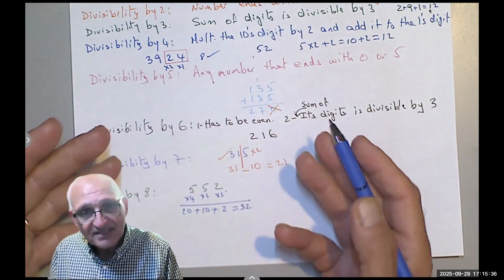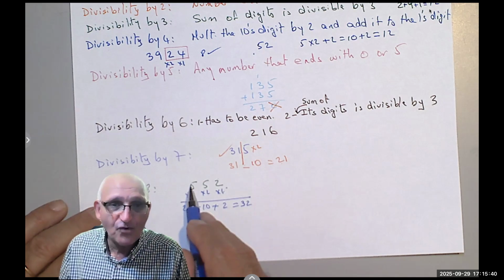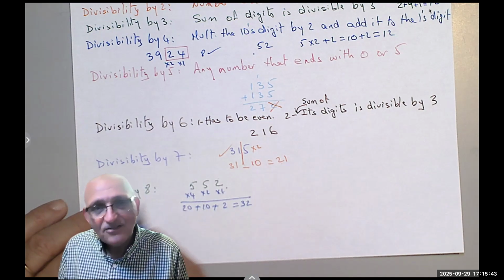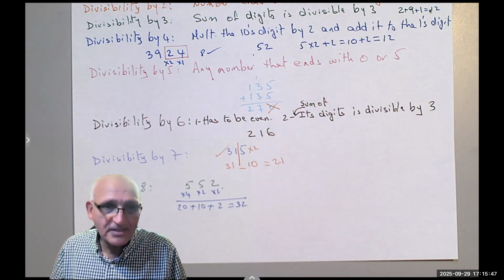If you want to check by 16, you would multiply the first by 1, the second by 2, the third by 4, the fourth by 8. You add them up. If the sum is divisible by 16, then the number is divisible by 16.